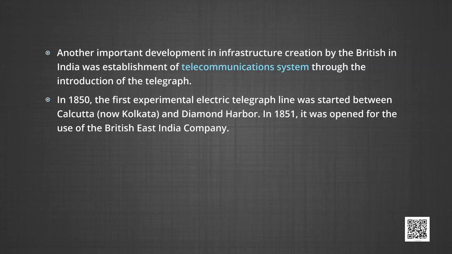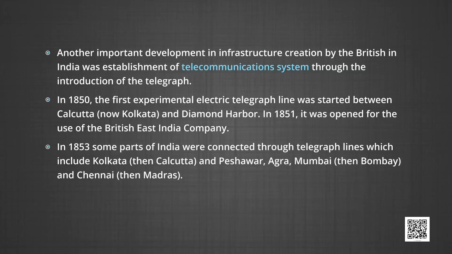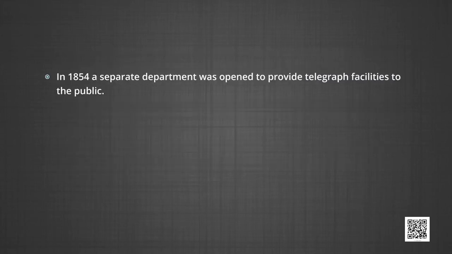In 1853, some parts of India were connected through telegraph lines, which include Kolkata and Peshawar, Agra, Mumbai, which was then Bombay, and Chennai, which was then Madras. In 1854, a separate department was opened to provide telegraph facilities to the public.